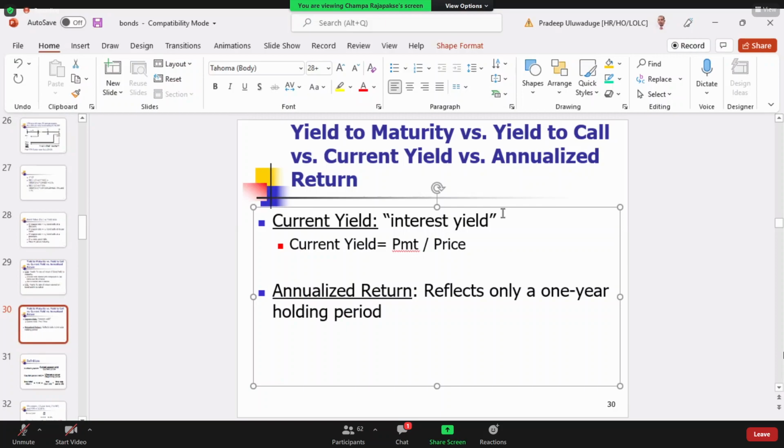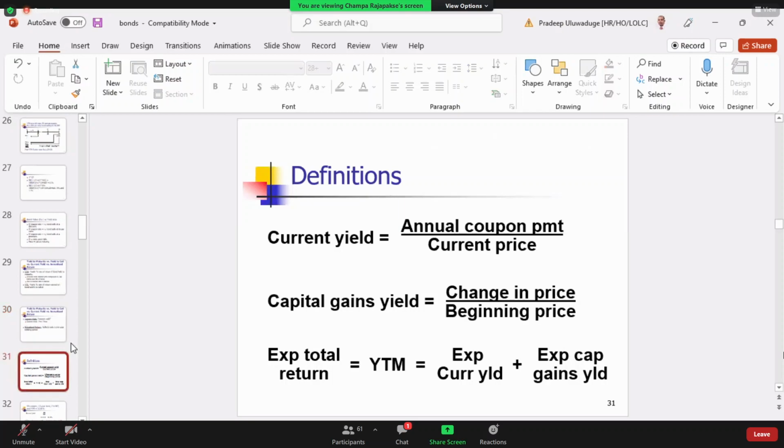An annualized return reflects only a 1 year holding period. So what is the rate of return if the bond is held for 1 year? So, the calculations or definitions.